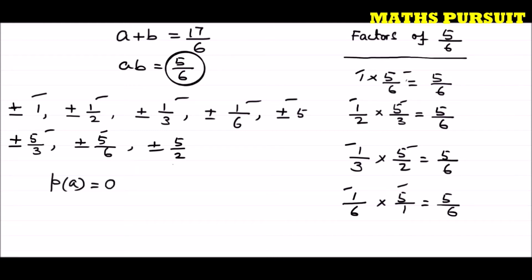Whenever we get P(a) equal to 0, those numbers will be factors of the given equation. Here, in order to apply the factor theorem, we need to apply the hit and trial method, because we don't know what are going to be the factors of P(x).